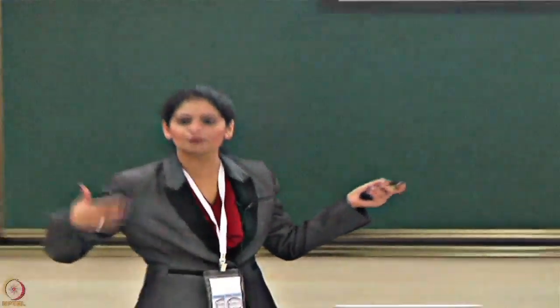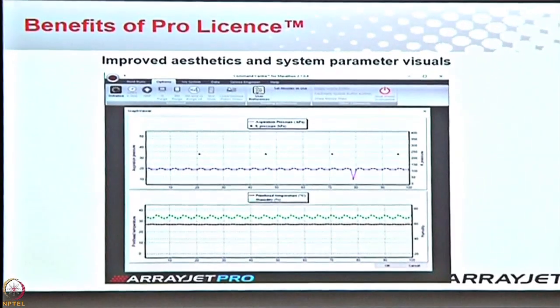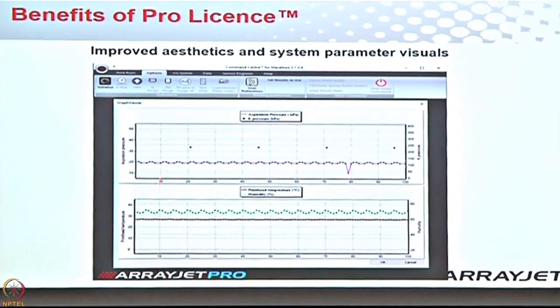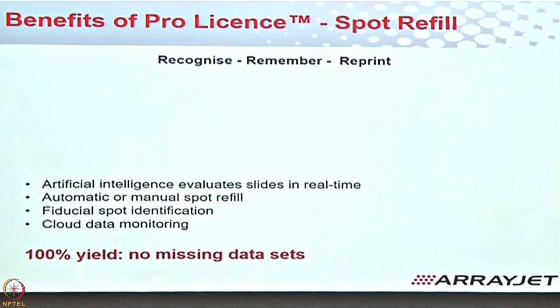This is how the pro looks. Now, I've shown you the work that I was showing you before. If you noticed, it was on the pro. In the previous feature that I was showing you, it was ArrayJet Pro. That's the software where all the camera and reprinting happens. It's actually a part of artificial intelligence software which evaluates your slides in real time. It offers automatic or manual spot refill, and it provides 100% yield, with no missing data sets. So there is no need to repeat your experiments for a whole month.